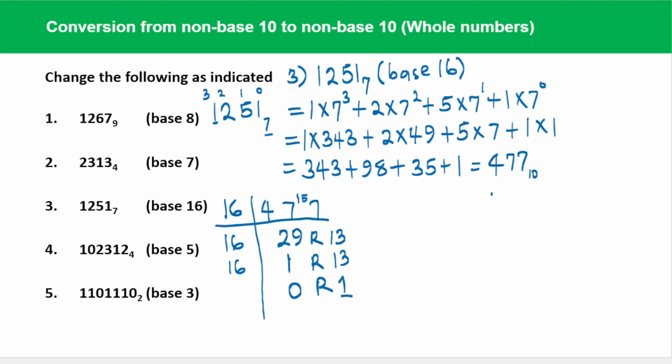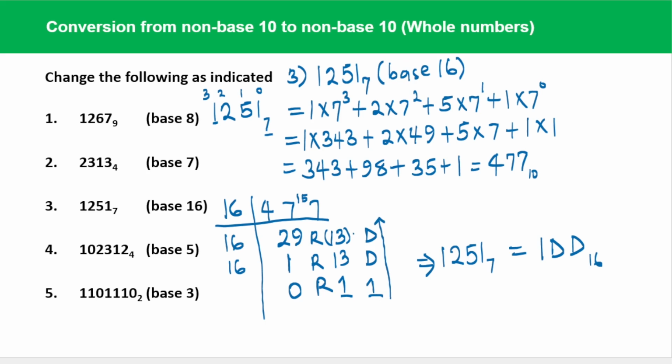Now remember that from our hexadecimal number base system, letter A is 10, B is 11, C is 12, and D is 13. So this 13 we have here will be written as D. This will also be D, then 1. So our answer will be 1251 base 7. When changed into base 16, that will give us 1DD base 16. That's starting from the bottom to the top. 1DD base 16.